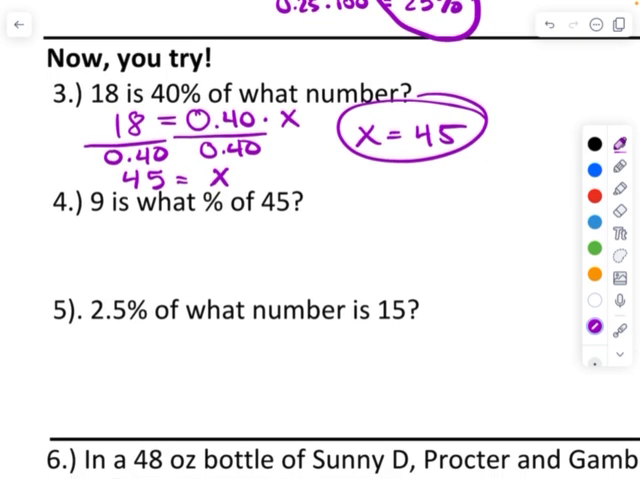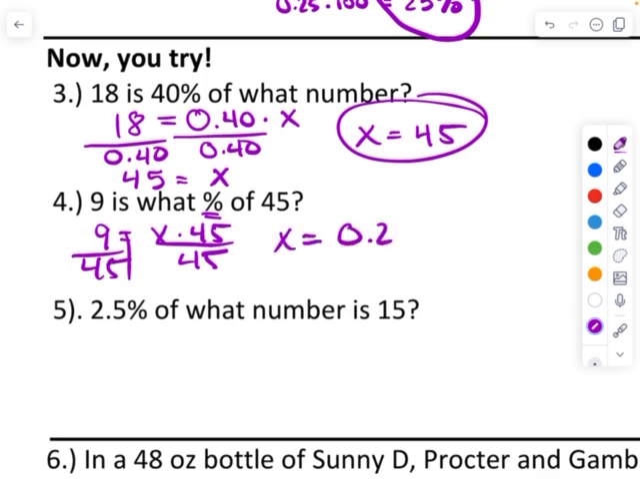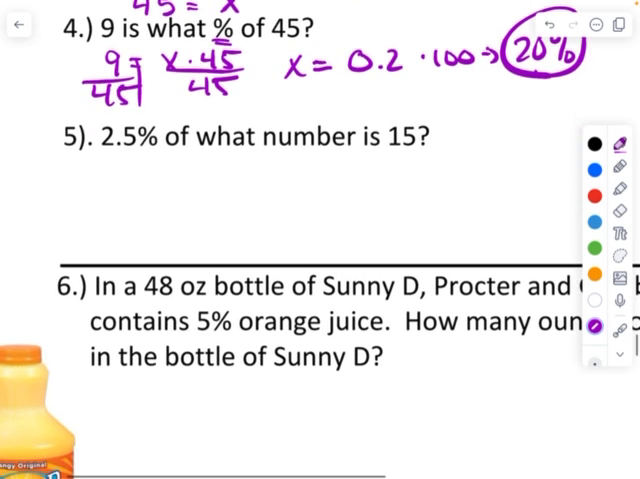There's your answer, 45. 9 is what percent of 45? So I need to turn this into a percentage. There's your percent equation. We divide both sides by 45. Ran out of room, so I'm going to move over here. I have 0.2. I'm going to multiply it by 100 and get 20%. There's your final answer.